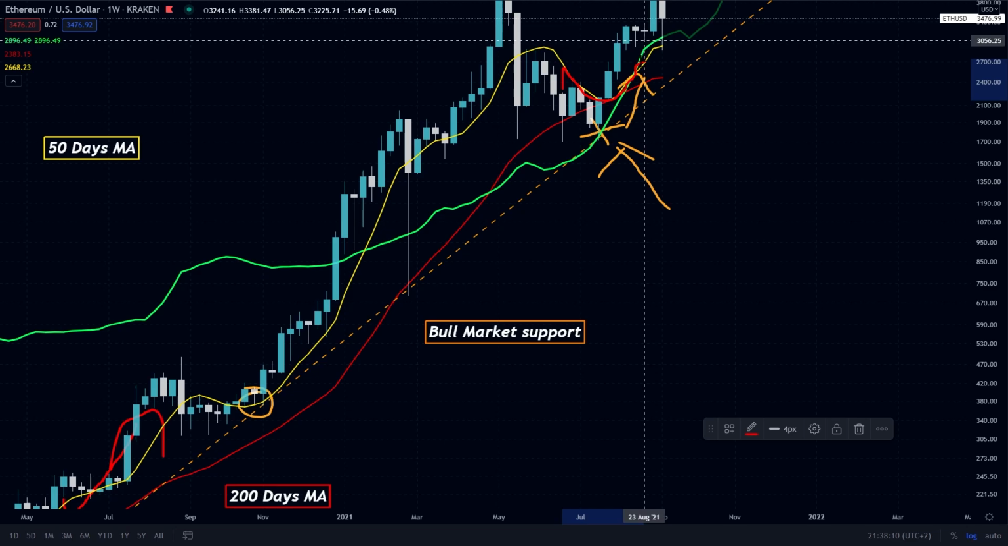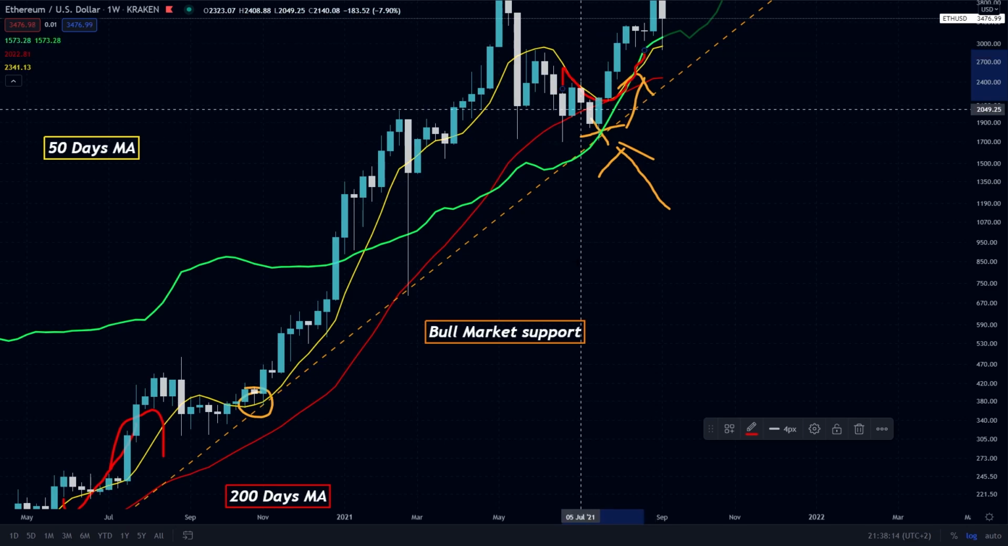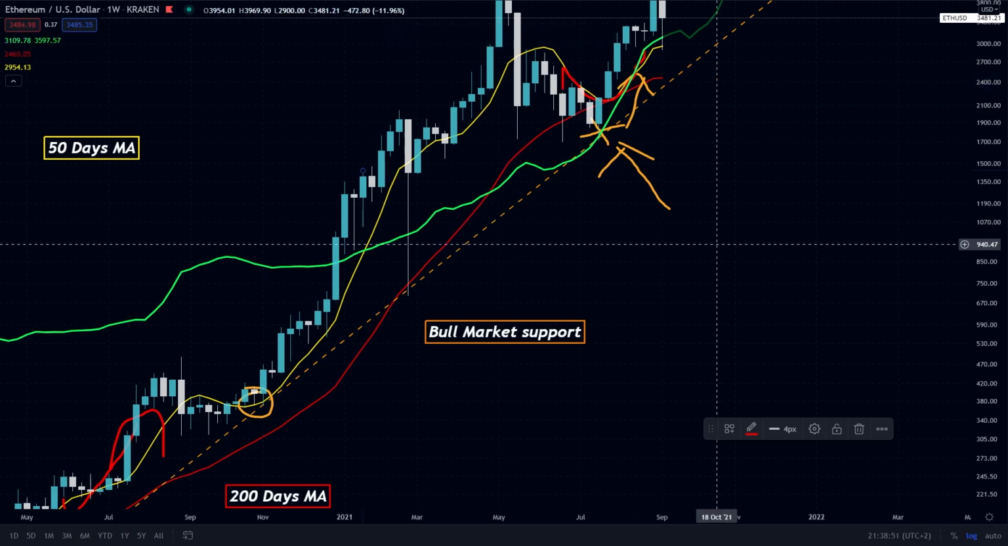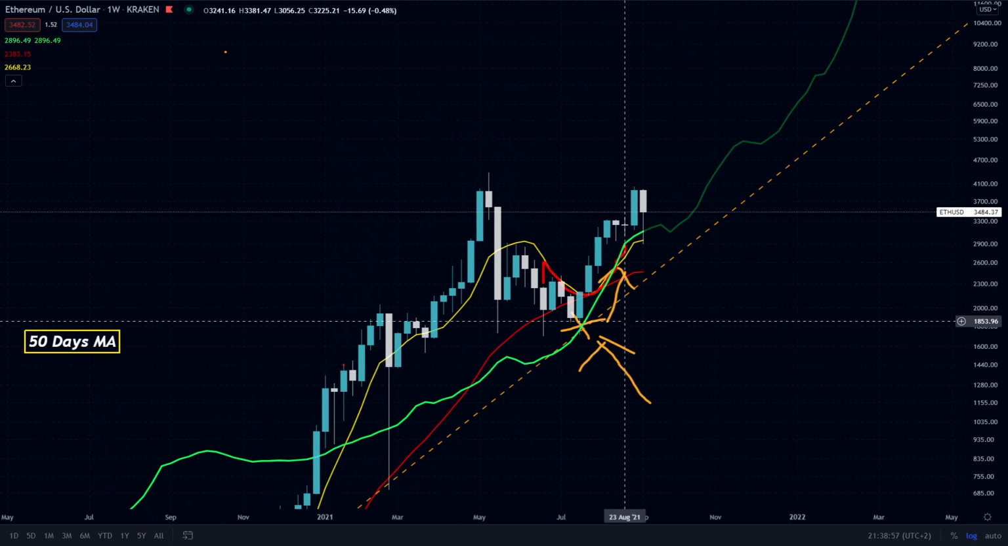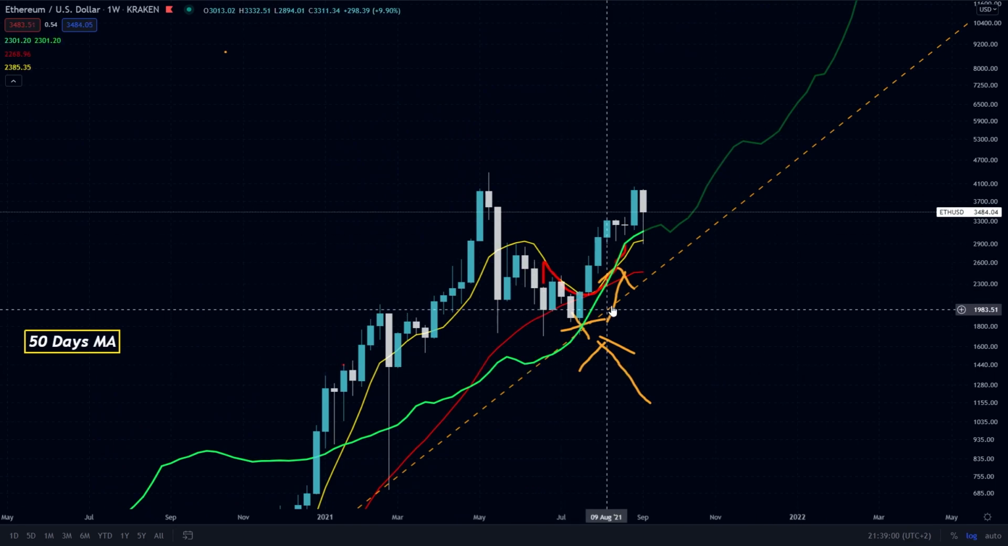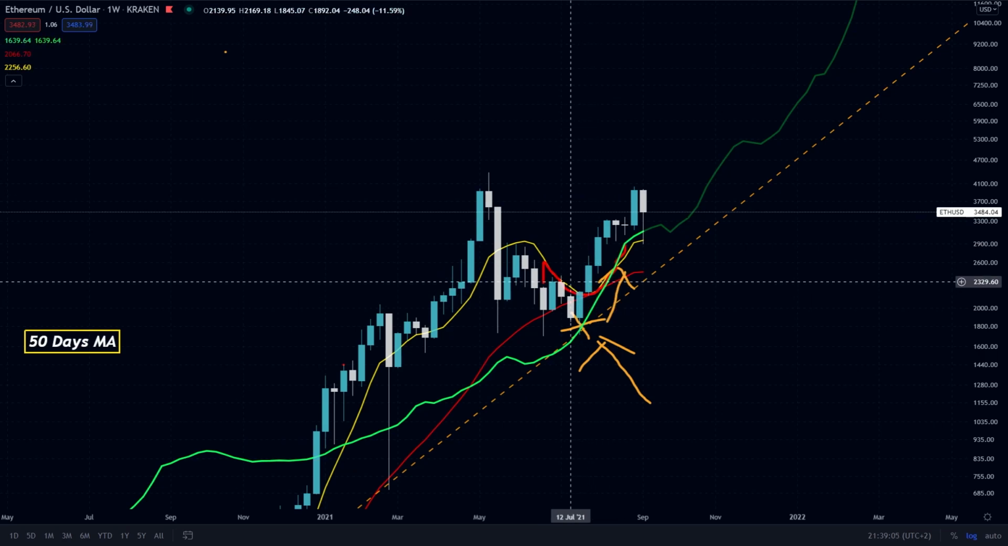Look, it's perfect, guys. This is the most bullish sign we could have for Ethereum, because it means that the market didn't want Ethereum to go down. Thanks to this, it means that Ethereum is still in a bull market for sure.